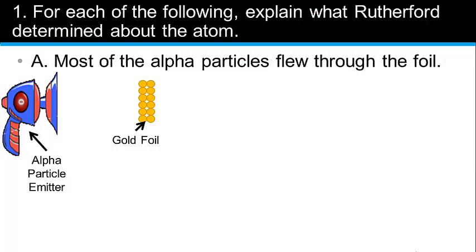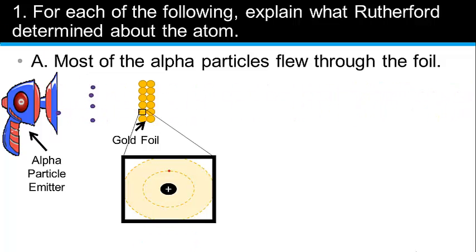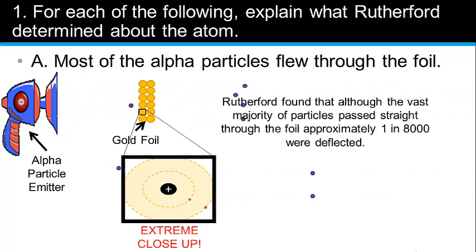First question asks us to explain what Rutherford was able to determine about the structure of the atom from each part of his experiment. So the Rutherford gold foil experiment consisted of firing alpha particles at a thin layer of gold foil. Now, if we zoom in extremely close on one of these little atoms, we see that most of the time the alpha particles are flying straight through. So, although the vast majority of the particles pass straight through the foil, approximately 1 in 8,000 are deflected.